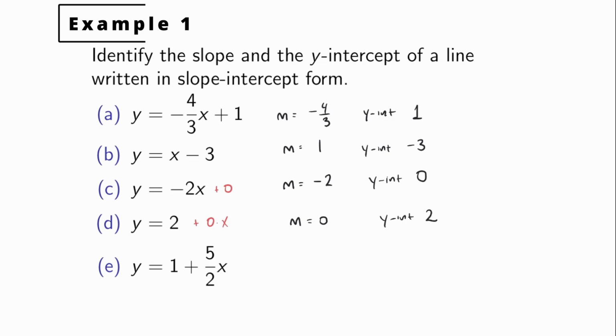Finally, for the last one here, the slope is the coefficient of x. That would be 5/2. The y-intercept, in this case, is the constant term, which is 1. One thing that's not written here is if you have the equation of a line and there's no y, but there's an x, that means the slope is undefined. You have a vertical line.